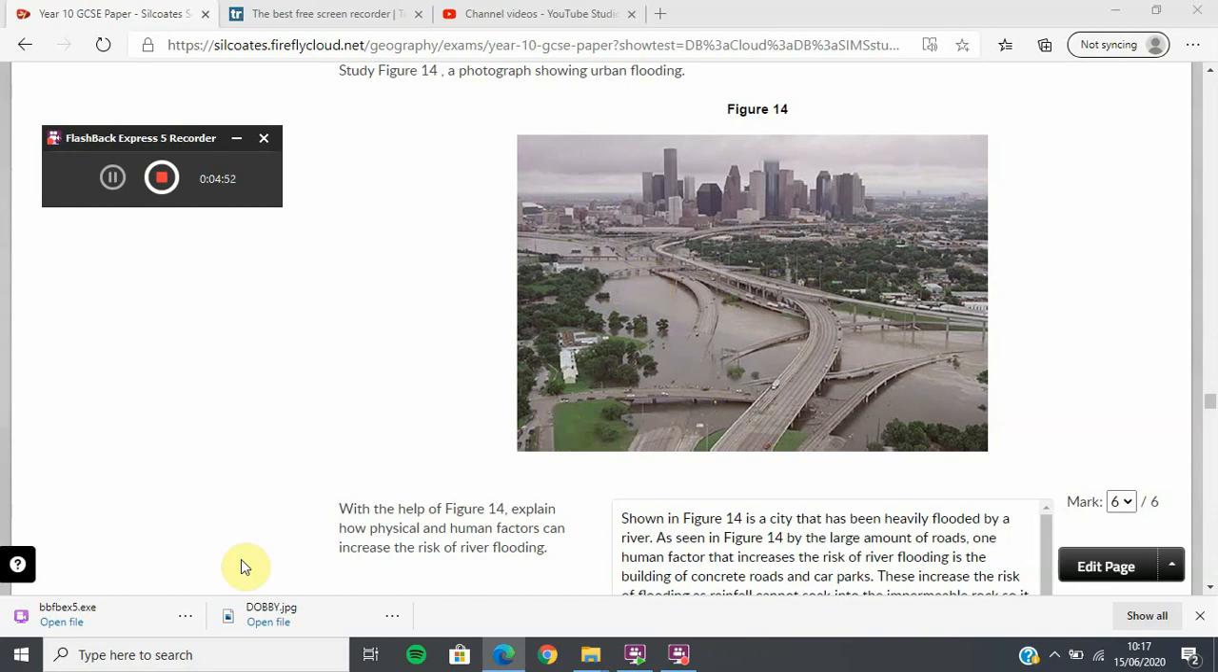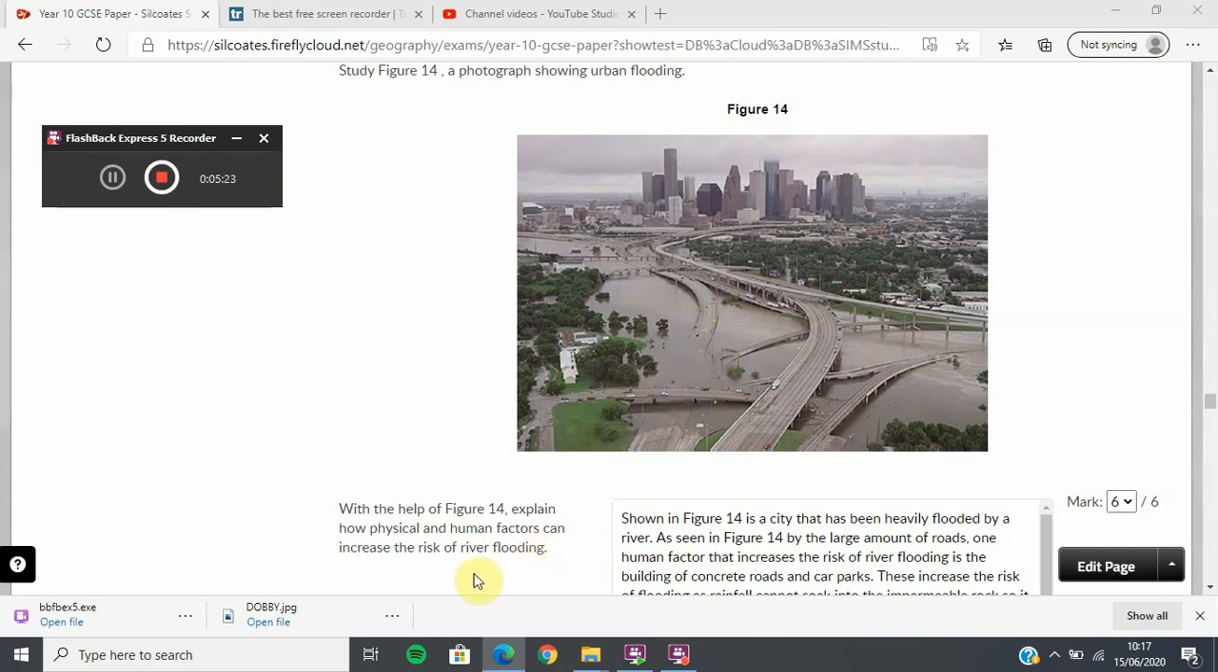So you could comment on the fact that because people tend to build on flat flooding areas, this increases the risk of river flooding because you've got more buildings close to a river or in an area of a river that's supposed to flood. Okay, not every year, not all the time, but some of the time. So that would be something else you could mention there. So that would be again, we're talking there about some human factors from figure 14.